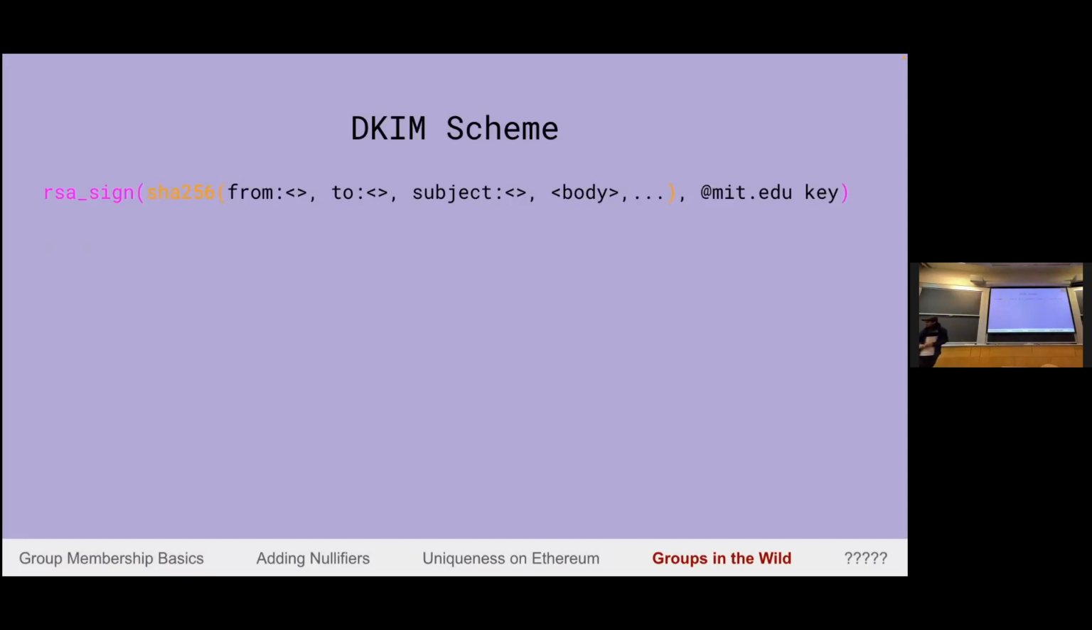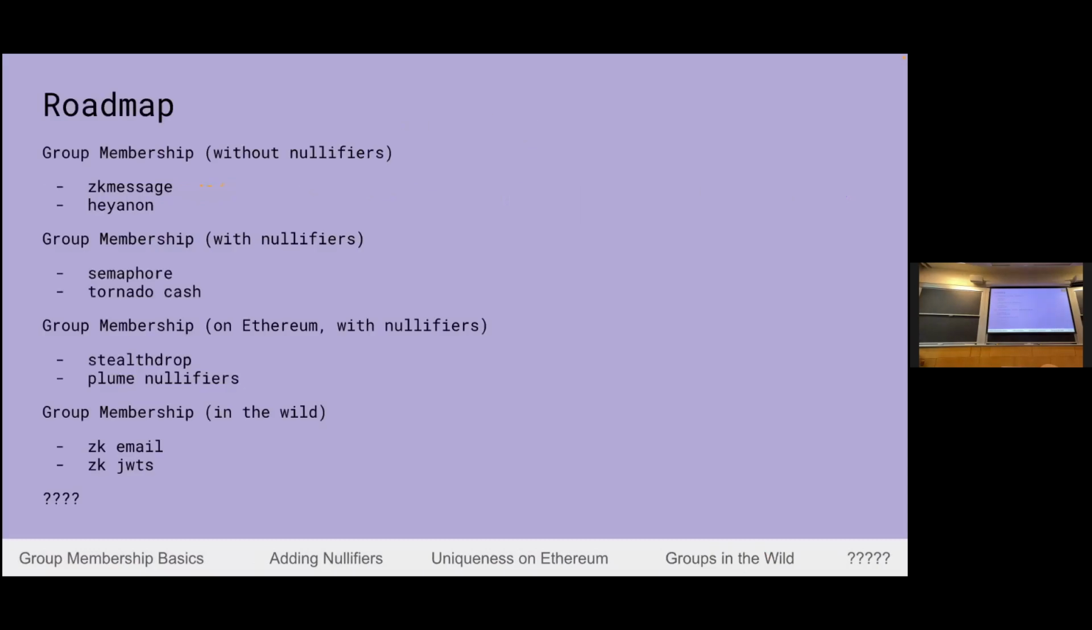So the first thing we're going to go over is ZK email. The idea is that your email implicitly has a signature inside of it. When someone sends an email to someone else, there's a signature generated by the sending mail server. This is how you know that if you got an email from sampriti@gmail.com, it actually came from sampriti@gmail.com and not from someone else. And your email inbox does this behind the scenes. You hardly even know about it.